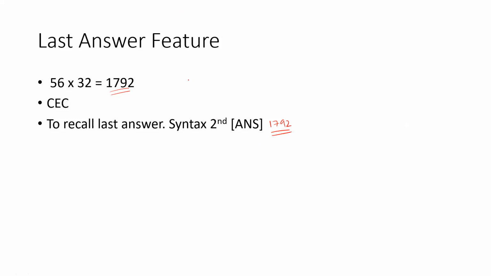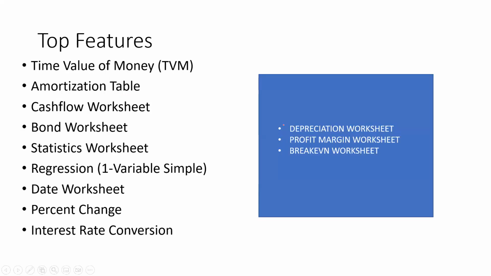So sometimes what happens is that we do certain calculations and maybe we have just forgotten to store them. Maybe that answer is required again. So all that you have to do is to press second and press answer, and voila, your last answer will be displayed immediately. Now let's go to the next worksheet.